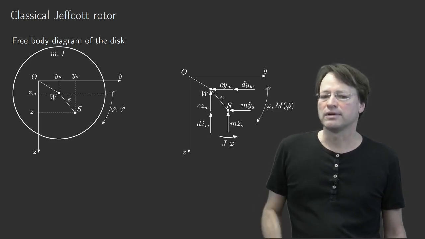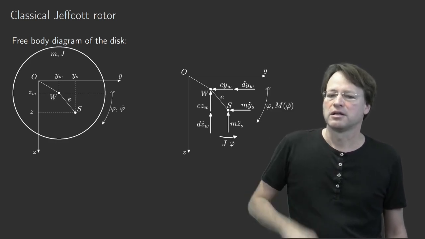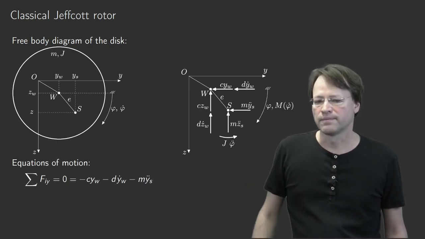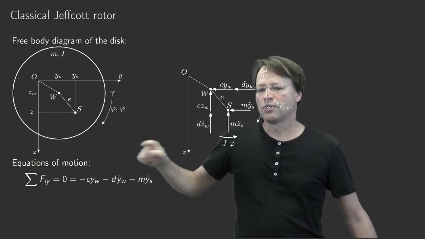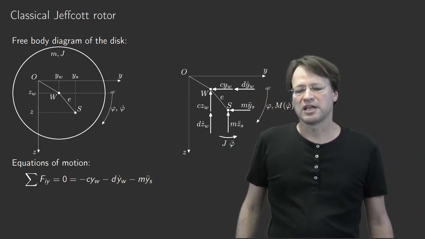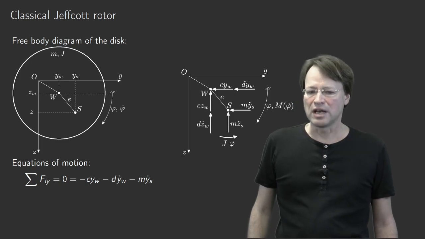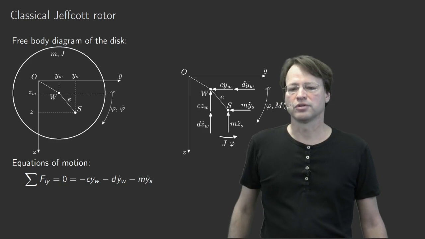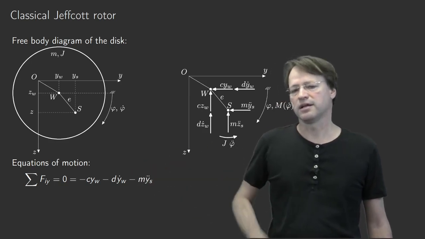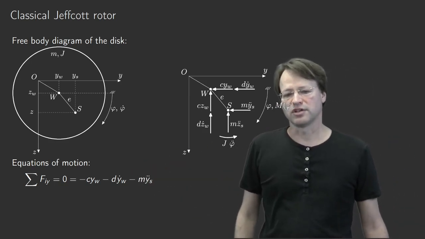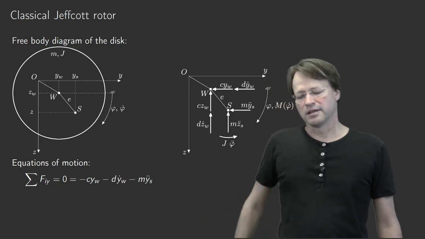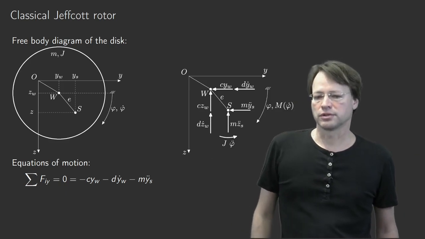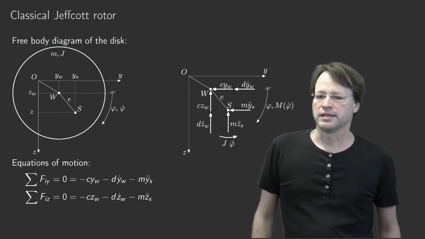So let's write down the equations of motion from that free body diagram. What we can read in the y direction is the balance of all the forces in y direction, taking the inertia forces in the sense of D'Alembert, leads to negative terms for the spring force, negative term for the restoring force of the damper element, and negative term for the inertia force. Same in z direction.